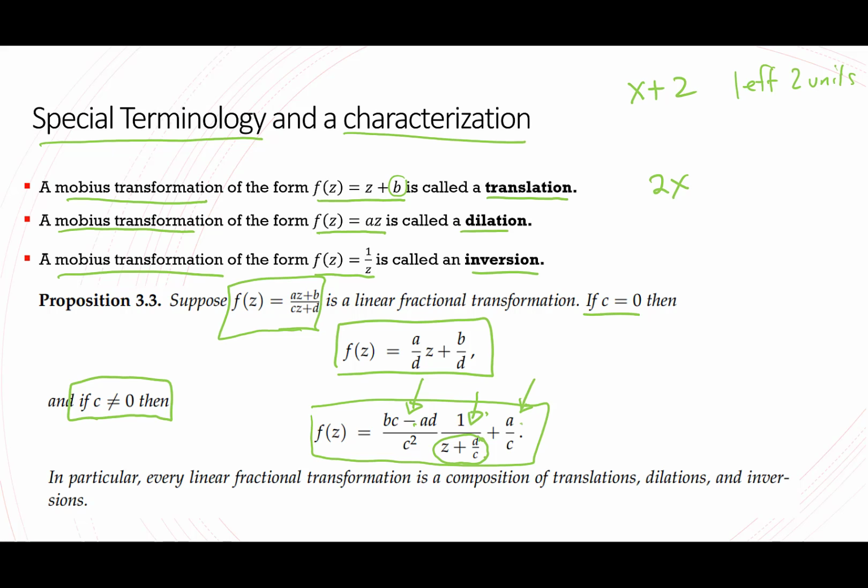But the idea behind this, and it's kind of subtle, actually it's not subtle, it's staring you in the face. What this is telling us is that every linear transformation is basically built out of translations, dilations, and inversions. Okay? So if we think about these as our Lego blocks, what this proposition is saying is that our linear fractional transformations and our Mobius transformations are built out of these 3 types of Lego blocks here. Okay? They build everything else.